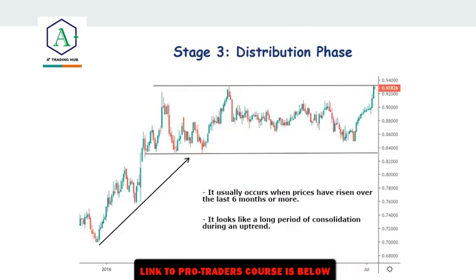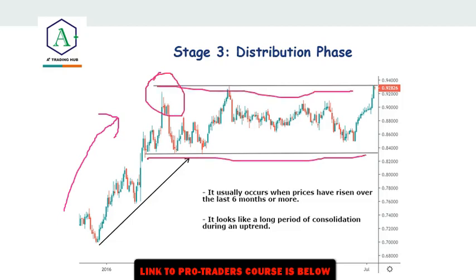The distribution phase is similar to the accumulation phase. This occurs when price has risen over the last 6 months or more. It looks like a long period of consolidation during an uptrend. From this chart, you see that price was in an uptrend and found resistance within this zone and started moving sideways. So this is a distribution phase.